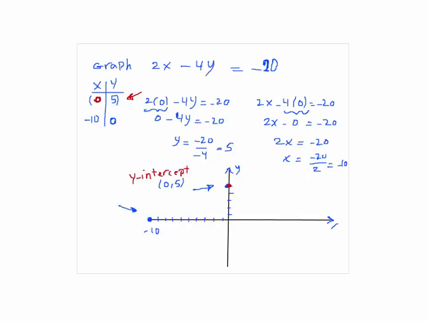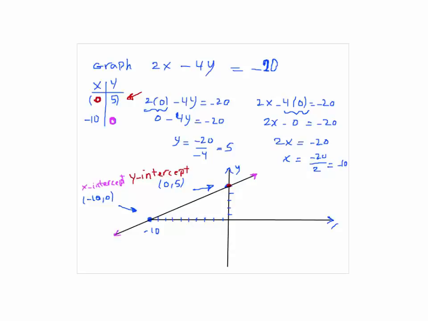What do you call this? Slope? Or is that the x-intercept? X-intercept, very good. So this is the x-intercept now. Okay. So to find the x-intercept, you let y equal to 0 and solve for x. And then to graph this, we just simply connect these 2 points together, and that would be the graph of the line here.